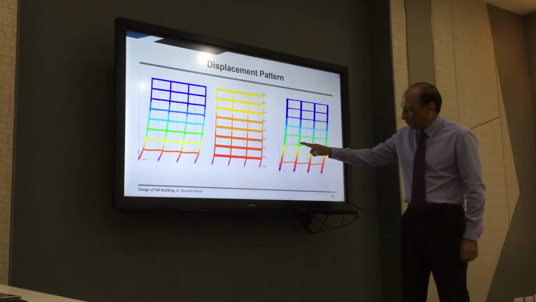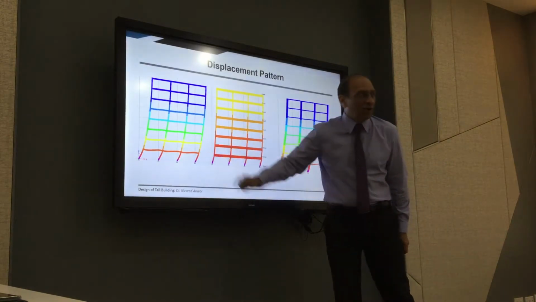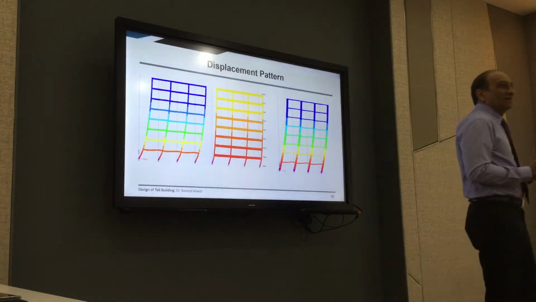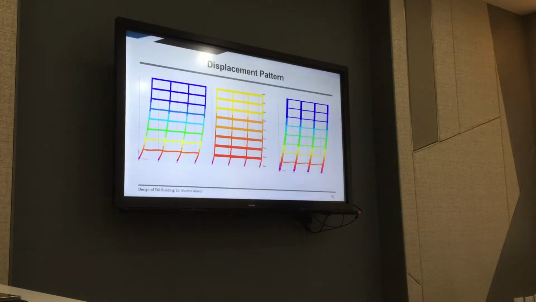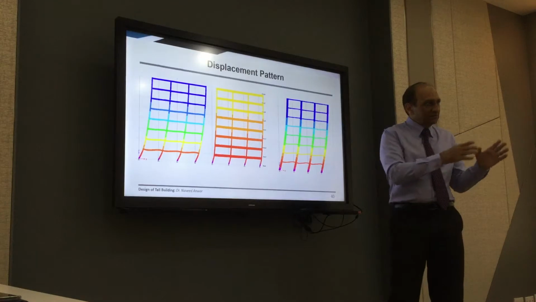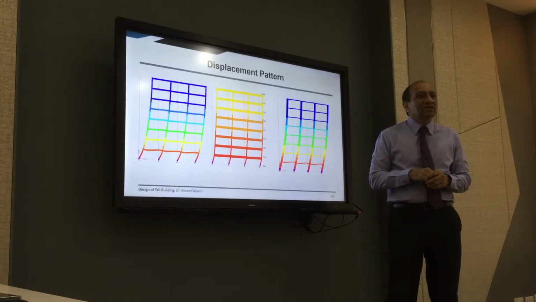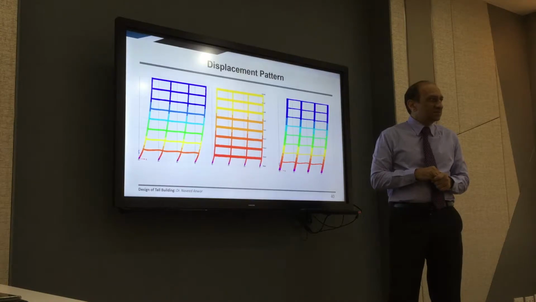Here you can see the slab is deforming. Here also the beam is deforming. So you can even see from that alone that deformation of the beam is causing large displacement. Here the beam is nearly straight, so that means the beam's deformation is not adding to the frame deformation.